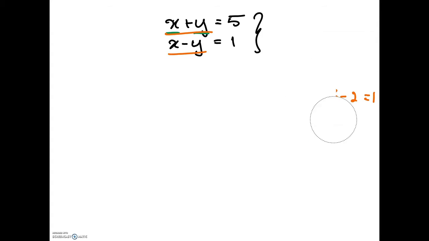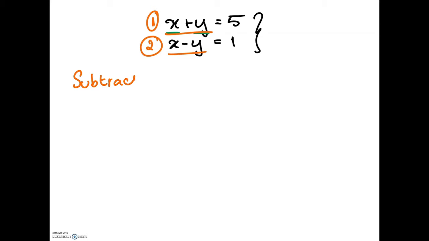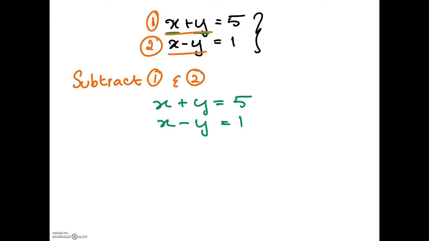But it's not always this simple, so we're just going to try and solve this the proper way so that we can tell it easier. So to first solve this, you're going to want to number your equations, and what we're going to do first is subtract the two equations, 1 and 2. So I'll teach you how to do this. You have x plus y is equal to 5 and x minus y is equal to 1.